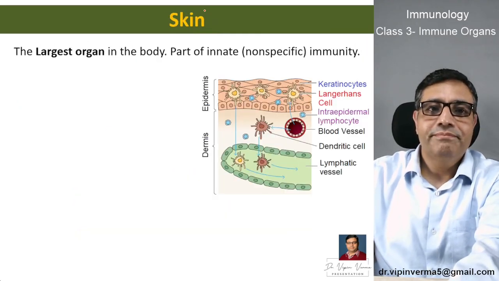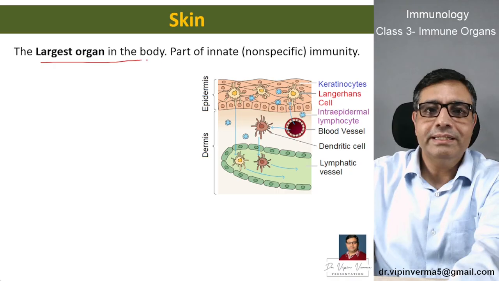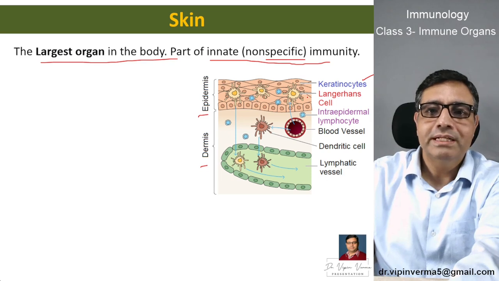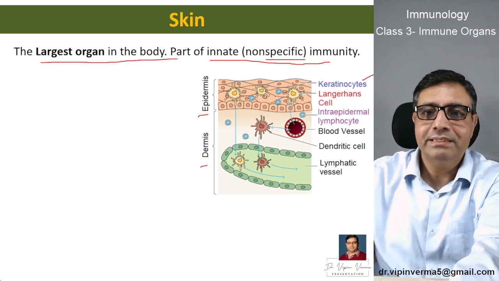Now, skin. Skin is the largest organ in the body, and it is part of the innate, that is non-specific, immunity. If you see the structure, we have the epidermis and the dermis, and the epidermis has keratinocytes, which make our skin impermeable to water. Then they have some Langerhans cells, which are phagocytic cells. And in the dermis, we have the blood vessels, the dendritic cells, and the lymphatic vessels. That's how it is organized.